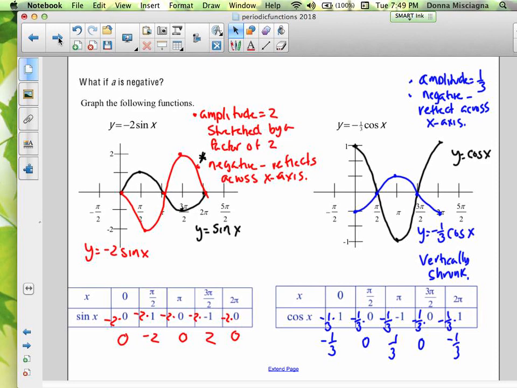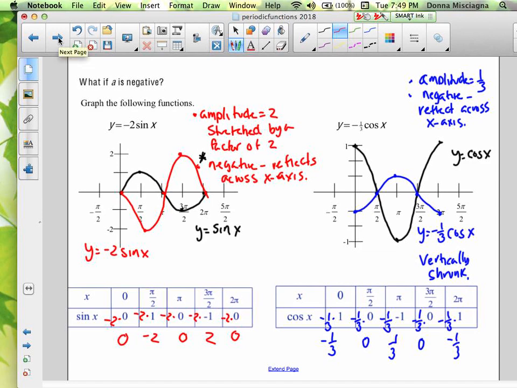Here we have y equals -1/3 cosine x. Amplitude is 1/3, and the negative is going to reflect it across the x-axis. It is vertically shrunk. If we take our y values for y equals cosine x and multiply them all by -1/3, we will have the y values for -1/3 cosine x. And then, of course, I'll just do the domain and range for the changed graph, not the base graph.